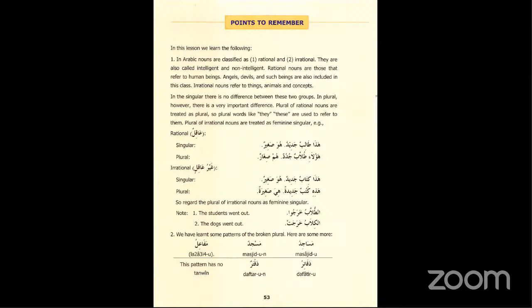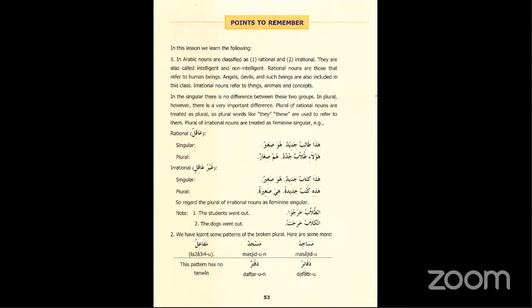Bismillah ar-Rahman ar-Rahim. In this lesson, we learn the following. In Arabic, nouns are classified as 1, rational, and 2, irrational. They are also called intelligent and non-intelligent. Rational nouns are those that refer to human beings. Angels, devils, and such beings are also included in this class. Irrational nouns refer to things, animals, and concepts. In the singular, there is no difference between these two groups. But in the plural, however, there is a very important difference.